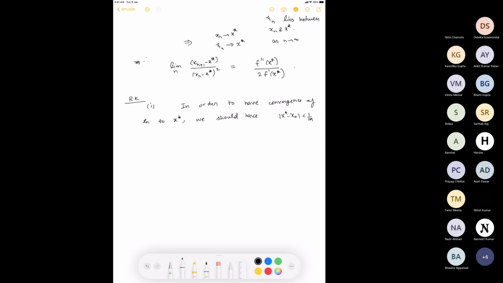And the second conclusion which I can draw from there is that the Newton-Raphson method has quadratic convergence. Right? If you compare with the bisection method, quadratic convergence means that when you go from one iteration to another iteration, your error will be reduced by the factor of 1 by 4, right?